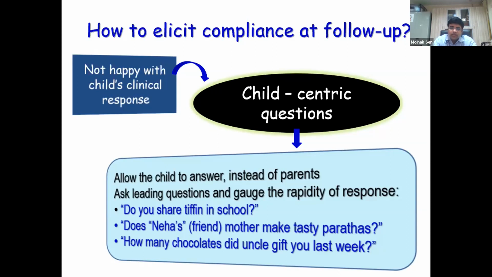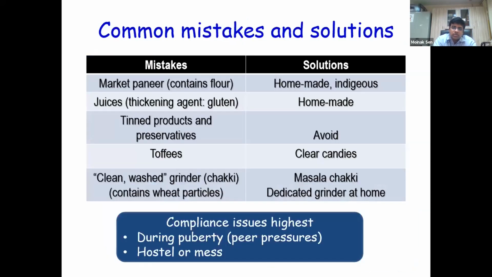Okay, fine. The common mistakes and solutions: you have to understand the market paneer that is coming contains flour, so you have to make homemade paneer. The juices contain thickening agents. Tinned products contain preservatives that contain gluten. And very, very important is that the chakki, the mixie, has to be indigenous to that household and not be a public chakki where other items are also being ground. So these are the places where our patients have difficulties, so we tell them in advance.